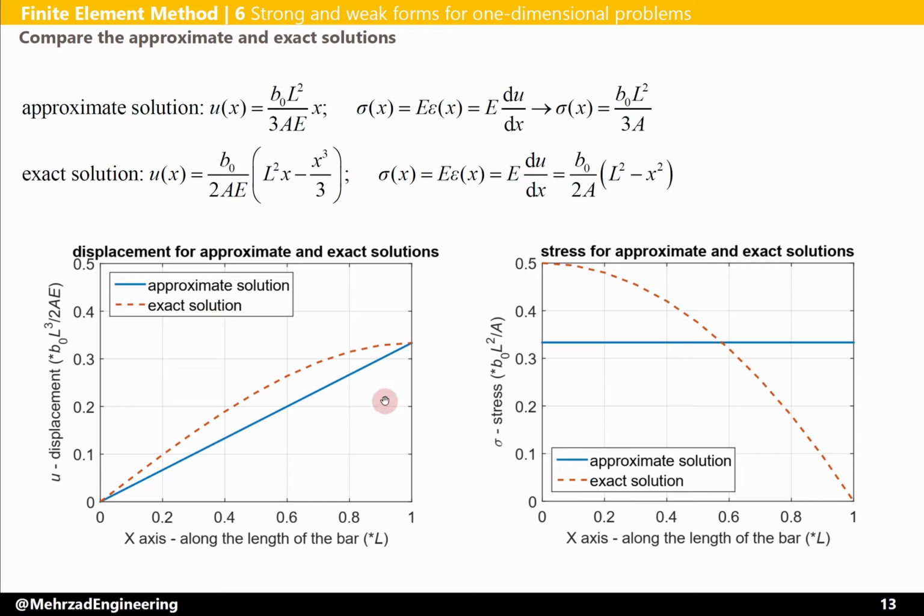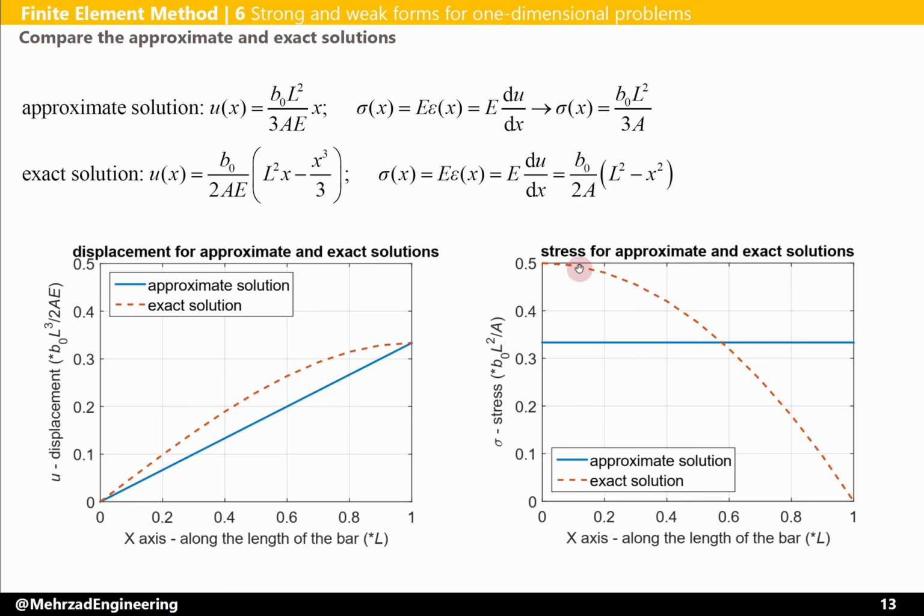As you can see here, the approximate solution is kind of close to the exact solution, considering that we use a linear approximation for trial solution. Also, I should mention that at the beginning of the bar, x is equal to 0, because we apply the displacement boundary condition directly, the approximate and exact solution is exactly the same.